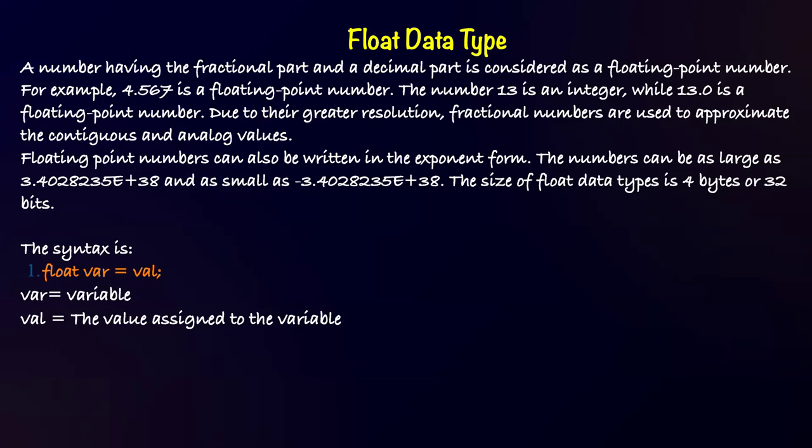The number 13 is an integer, while 13.0 is a floating point number. Now you see 13 and 13.0, there is no difference between both of them mathematically, right? Mathematically, they are absolutely the same, 100% the same.